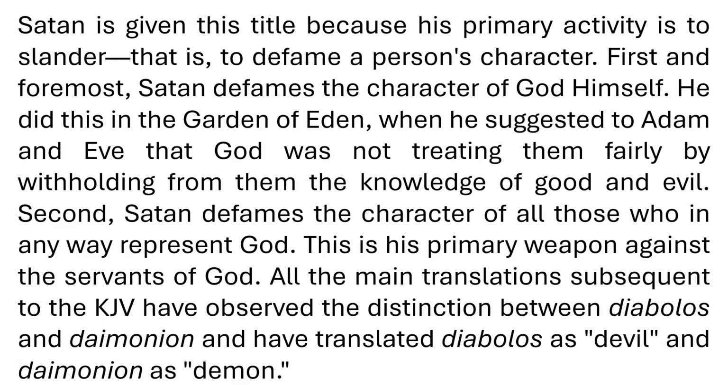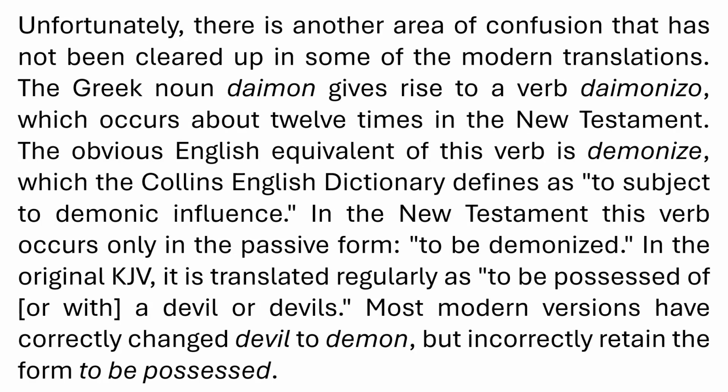Satan is given this title because his primary activity is to slander, that is, to defame a person's character. First and foremost, Satan defames the character of God himself. He did this in the Garden of Eden, when he suggested to Adam and Eve that God was not treating them fairly by withholding from them the knowledge of good and evil. Second, Satan defames the character of all those who in any way represent God. This is his primary weapon against the servants of God. All the main translations subsequent to the KJV have observed the distinction between diabolos and daimonion and have translated diabolos as devil and daimonion as demon.